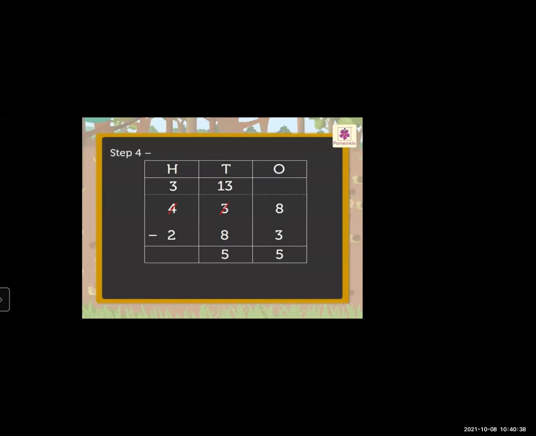Step 4. Subtract the hundreds. That is, 3 minus 2 is equal to 1. Write 1 in the hundreds column. So, we got the answer as 155. 438 minus 283 is equal to 155.